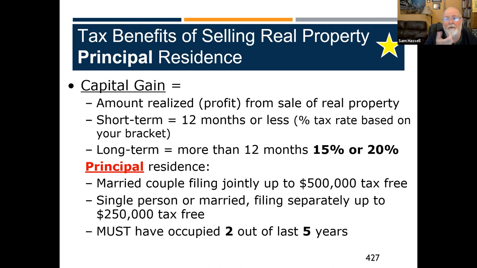All right? And then now paying taxes on $50,000 to make $800,000, it's probably not too terrible. The reason capital gain is the amount realized, right? The profit from the sale of a real property. And short-term gain is 12 months or less. If you're owning it 12 months or less and you have a gain, you're going to pay based on your income bracket. So if you're at 27%, you're going to pay taxes at 27%.